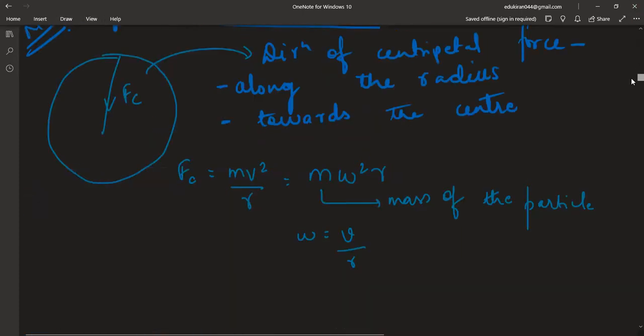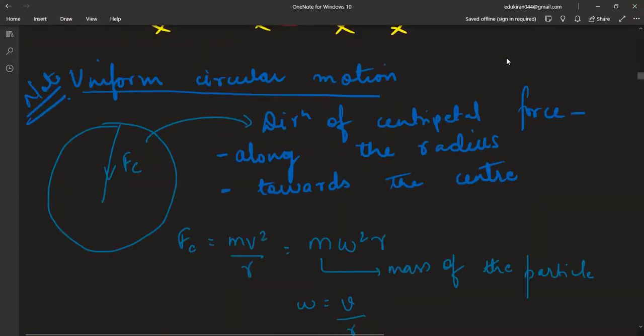Centripetal force you must have done in class 11. Let me just repeat it. So centripetal force, the direction of centripetal force: 2 things you have to remember. One is along the radius, second is towards the center. Any force.